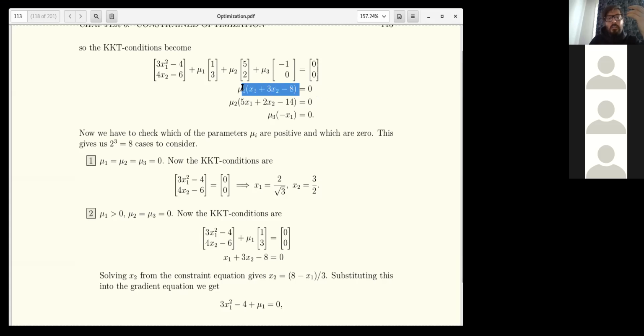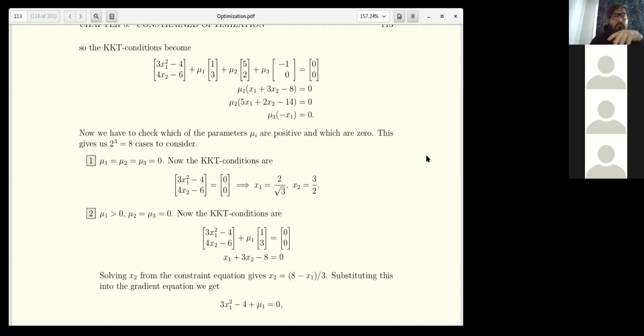It means one of these is 0. Mu2 times the second constraint function, meaning that one of these is 0, and mu3 or x1 is 0. Now all these parameters are either positive or 0. So basically we have 8 cases to consider. All of them are 0, one of them is non-zero, 2 of them are non-zero, or all of them are non-zero, a total of 8 cases for different combinations.